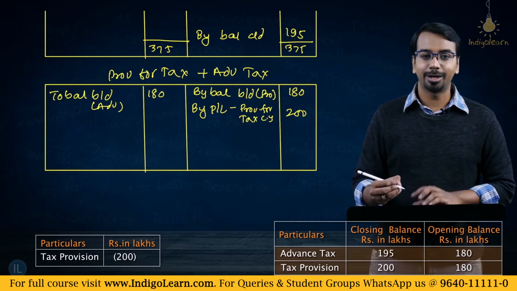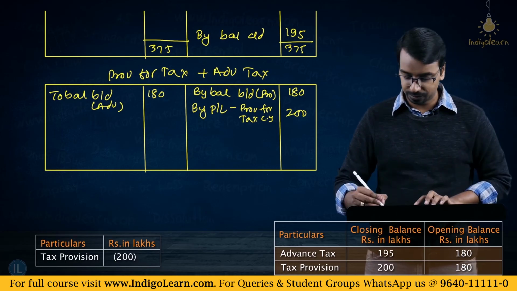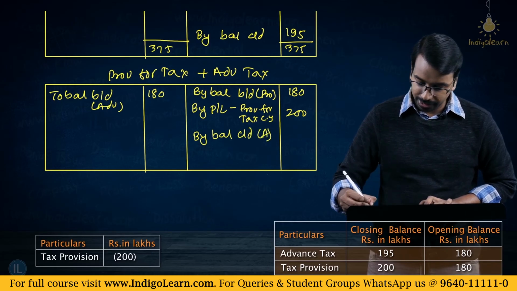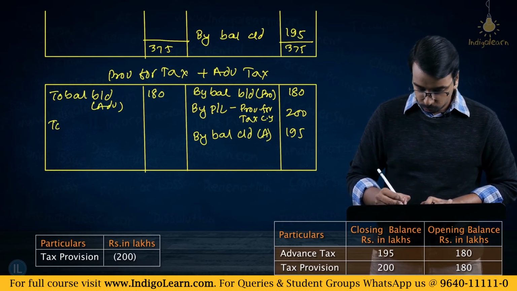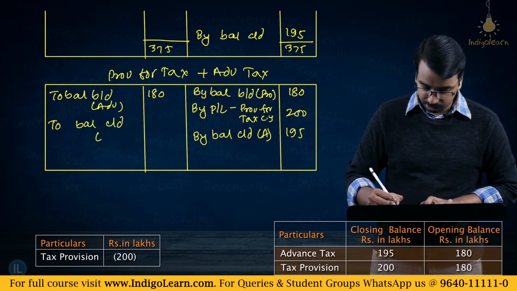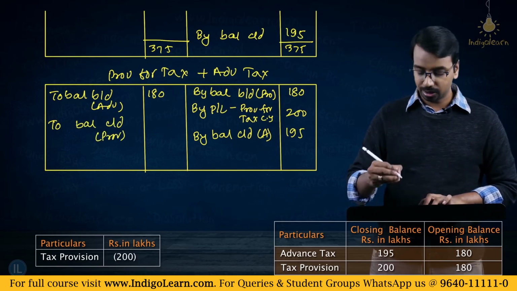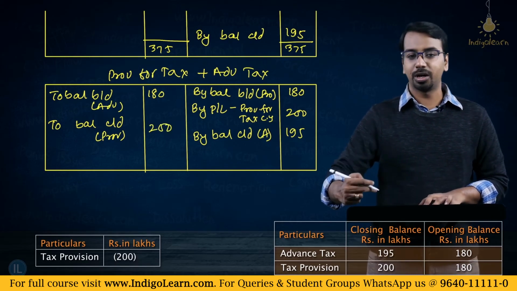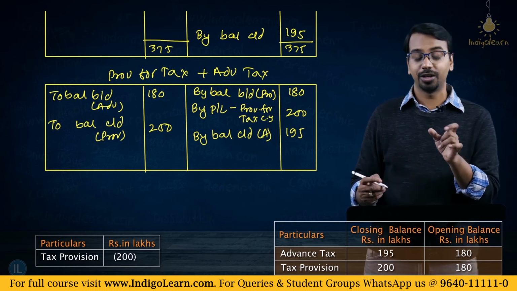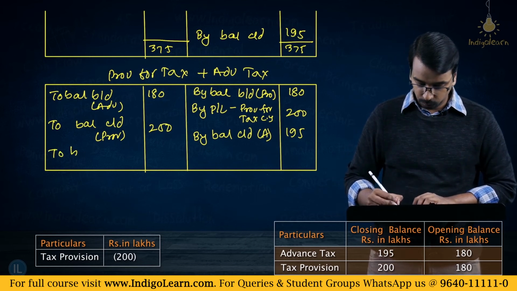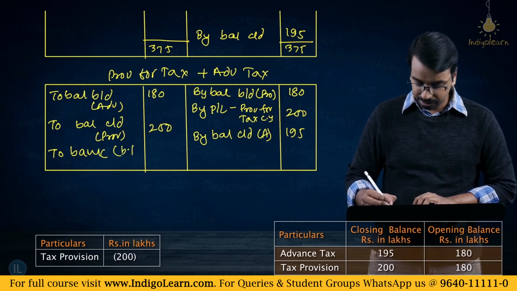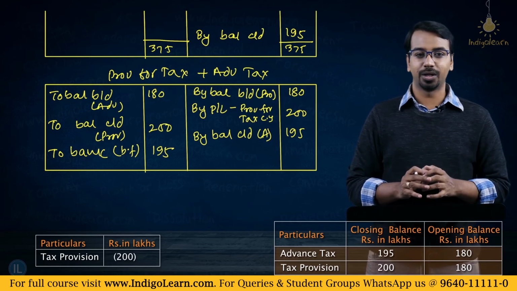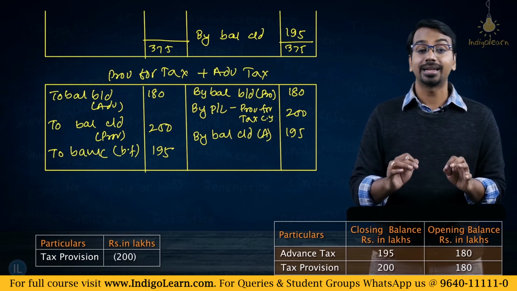Then you have balance carried down of advance tax as 195. So that will be on the credit side. By balance carried down, this is for advance tax 195, to balance carried down, this is for provision. What is the amount? The amount is given as 200. So if you see 200 plus 180 minus 200 minus 180 minus 195, the net figure becomes 195. So to bank, balancing figure 195. So you can prepare in a single ledger statement as well. Now this 195 is the actual taxes paid.